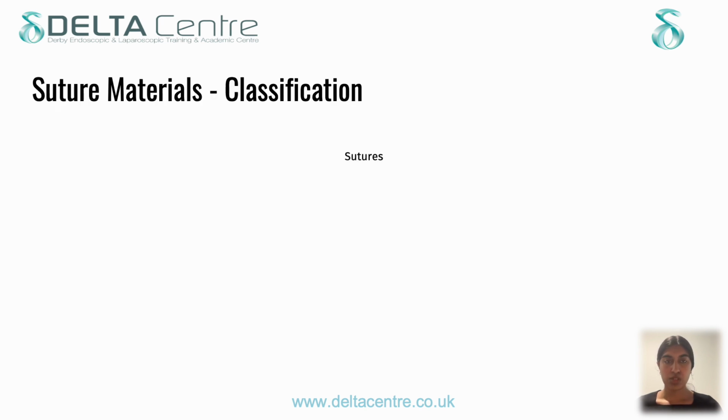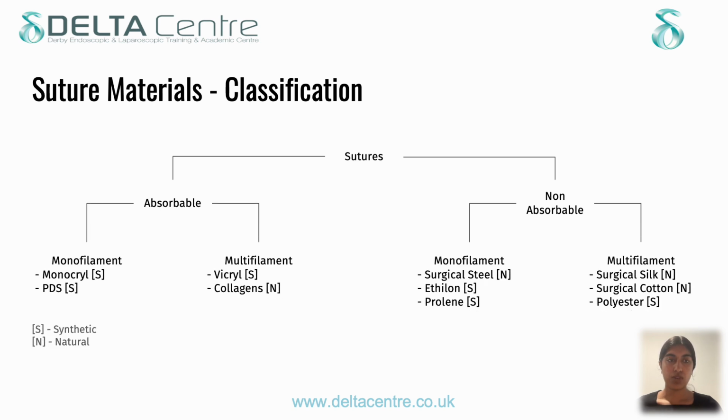So suture materials can be classified into absorbable versus non-absorbable, and then can be further classified whether they are a monofilament suture or a multifilament suture. So examples include Monocryl, PDS, Vicryl, collagens, surgical steel, Ethilon, Prolene, surgical silk, surgical cotton, and polyester. And some of these may be synthetic, whereas some of them may be natural.